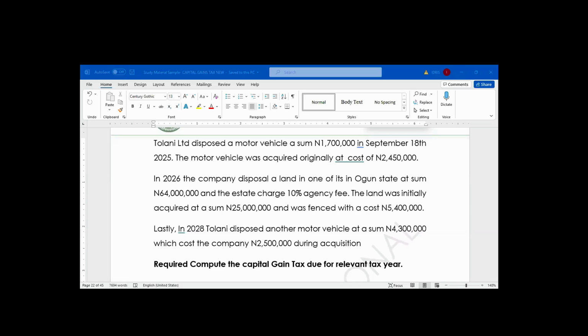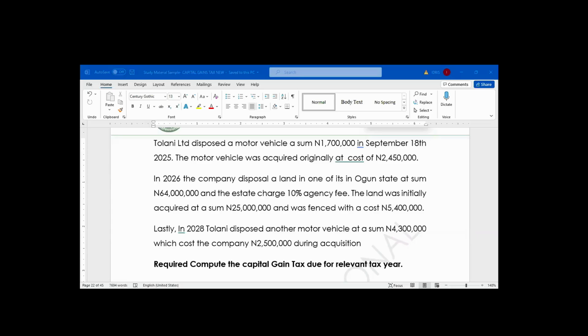Fencing cost, which is development or renovation, 5.4 million. You know, if they didn't fence the land, the buyer would not pay that amount. It's part of the cost of acquisition too. So plus the two together, 30.4 million. So this 30.4, we less it from the net sales proceed.